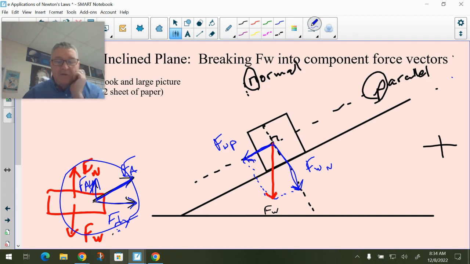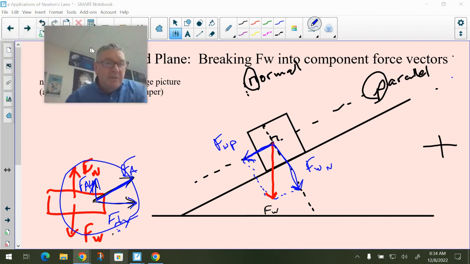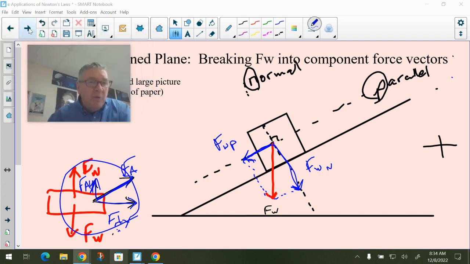So if you want to stop the video and draw the picture of the block on the incline and label those two blue vectors as FWP and FWN, and I'll derive what the math is to show you that. So stop the video if you want and take a look at that, and we'll get squared away. Now I'm going to keep rolling here.